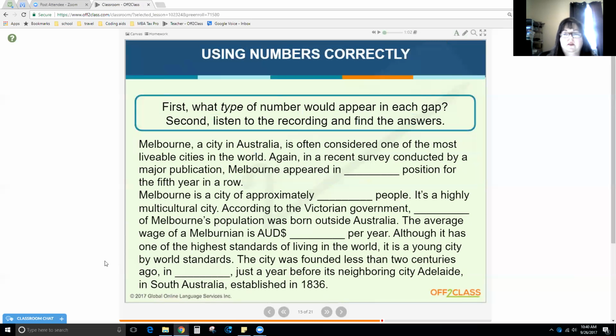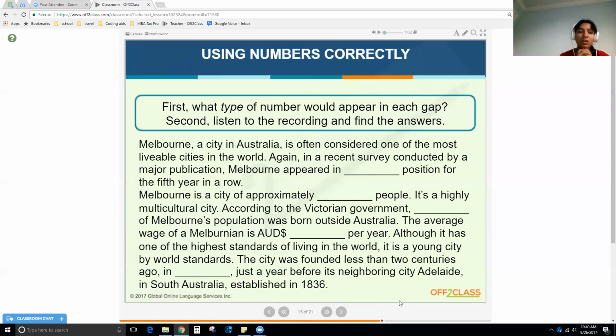All right, again, they're asking us which type of number would appear in the gap, and then we'll listen to the recording and find the answers. Would you go ahead and read the paragraph with the blanks? Do you want me to read it aloud?